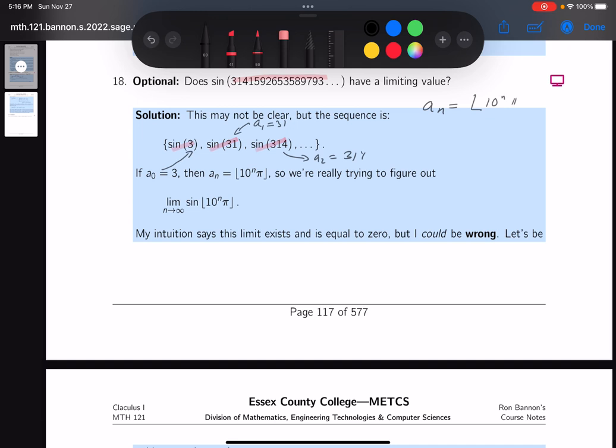So pi, all right? So again, A0 would be 10 to the 0, which is 1. So the floor of pi, which we discussed in this section, would just be 3. A1 would be the floor of 10 pi. And what would that give you? That would give you 31, right? Again, we're not asking you to memorize the digits of pi, by the way. It's okay to use a calculator on that, and so forth.